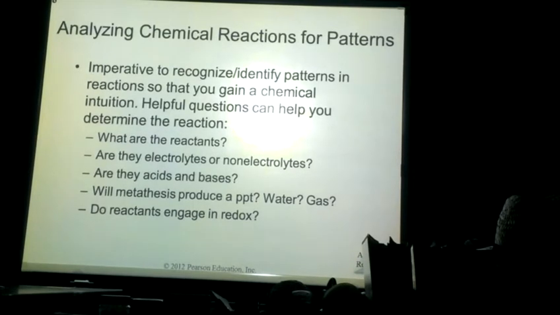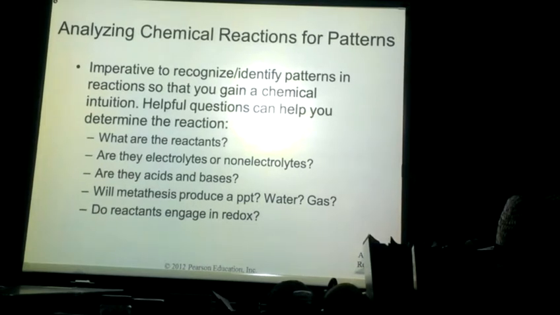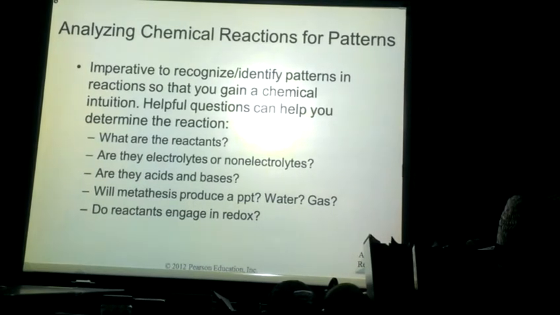Or are they acids and bases? Do I actually have an acid-base neutralization reaction going on? Am I going to get a precipitate? If I get a precipitate, then that's telling me that I probably have some type of metathesis reaction going on. If there's gas that's formed, that's telling me that I could have a gas formation reaction. Do the reactants engage in redox? That's where I'm going to assign oxidation numbers, and then determine if it's a redox reaction.